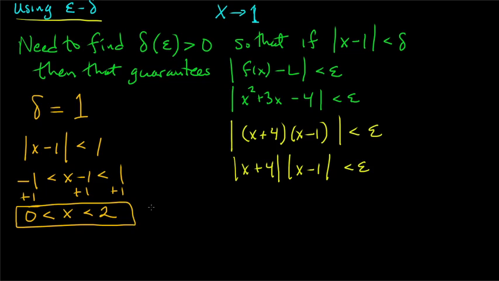Now, what does that mean for this other factor here, this x plus 4? Well, if x is between 0 and 2, then if I add 4 to everything, the left side and the right side, I get that x plus 4 has to be bigger than 4, but less than 6.